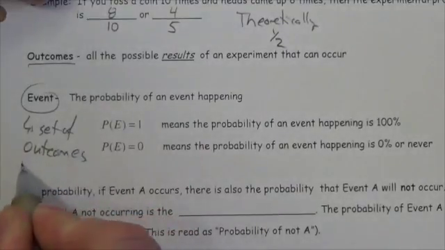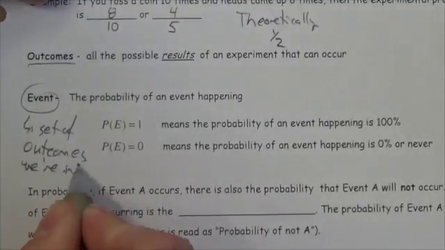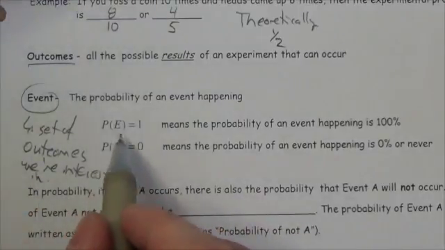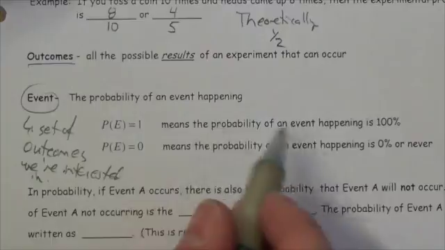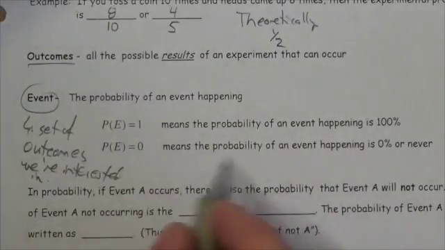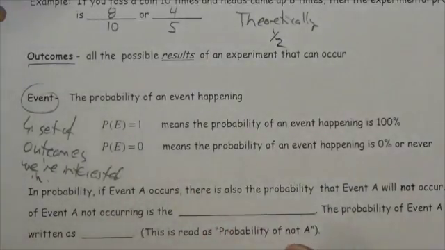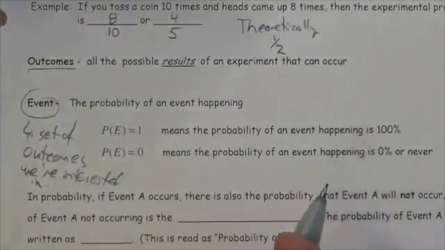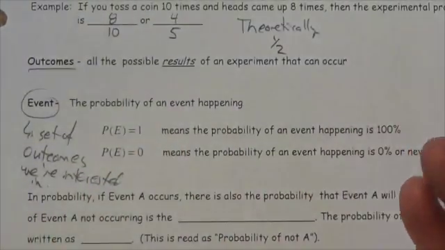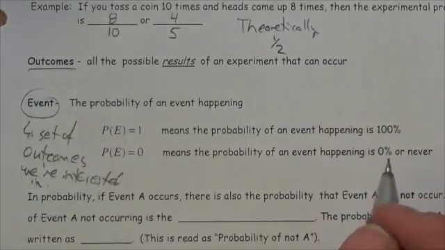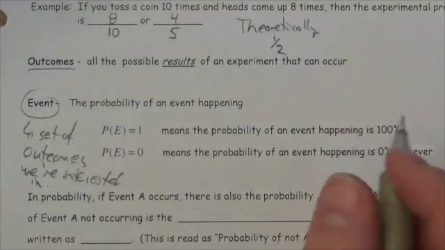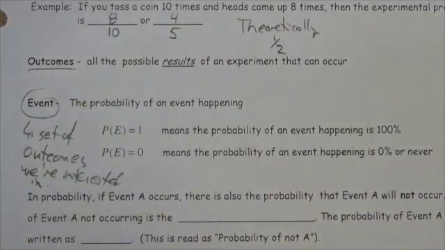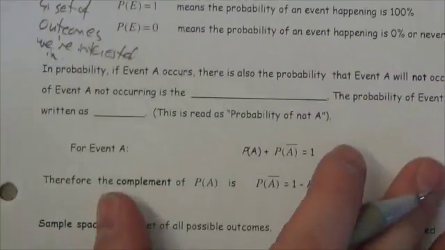Okay, the set of outcomes we are interested in. So if the probability of that event is 1, then that means it is 100% going to happen. If the probability of the event happening is 0, it's never going to happen. Up here, the event that we were looking for was an even number showing up on that die. That was the event, and it turned out there was a probability of 1 out of 2 that it was going to occur. All right, let's keep going down here.